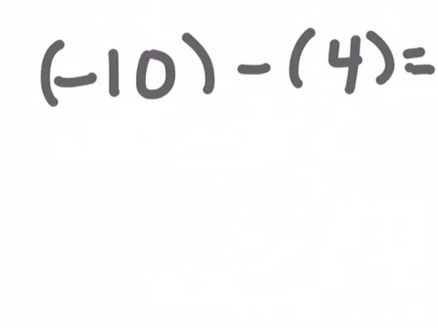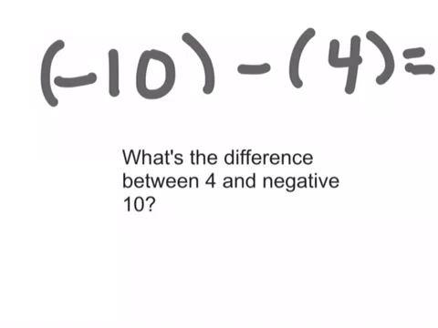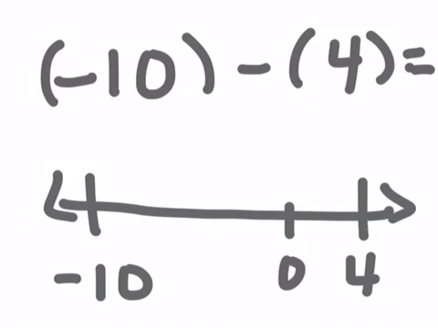Let's have a look at this example. What's the difference between 4 and -10? Use your number line. So we have a 4 here, a -10, and I've also added a 0 here on the number line to help me out.